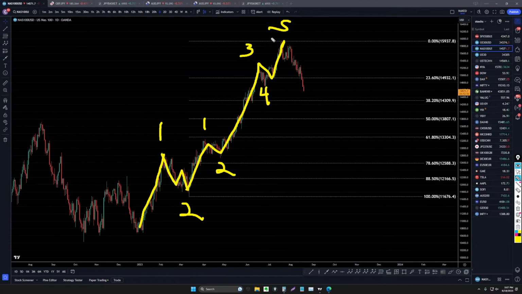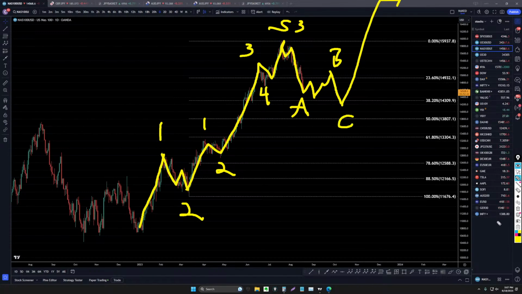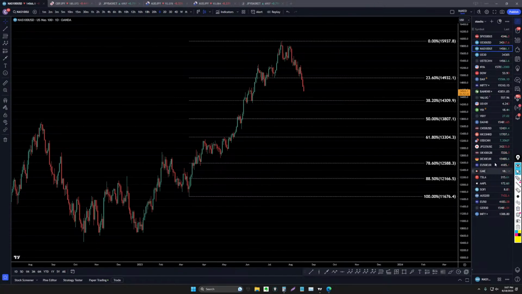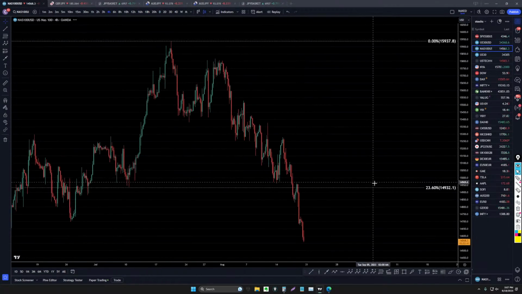Look at that. 1, 2, 1, 2, 3, 4, 5 of wave 3. 1, 2, 3 down. 4, 5 of A, B, and C, and then back up again. This one's extremely clear. Very, very nice. Still in a wave 3, for sure.